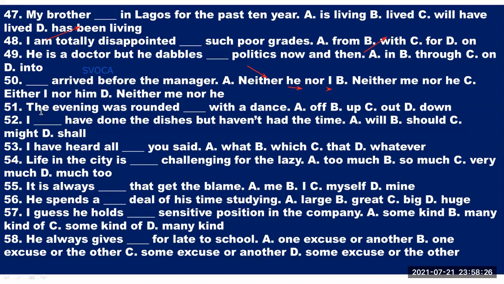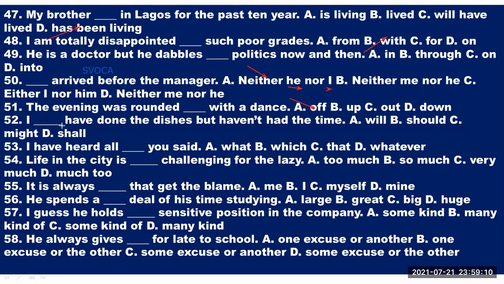Question number 51. The evening was rounded dash with a dance. A, off. That's the correct option. All right. That's the correct option because you round off something when you bring it to an end, when you complete it. Round up is not correct. You don't talk of rounding up an event. You talk of rounding off an event. You do not round out, you do not round down either. So the correct option is round. We round, the evening was rounded off a dance.